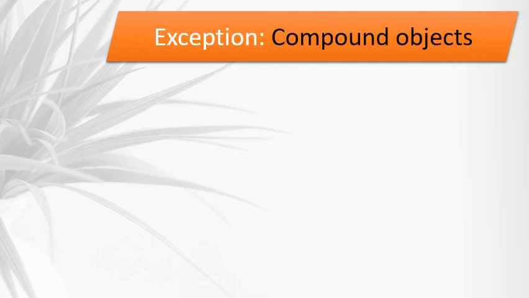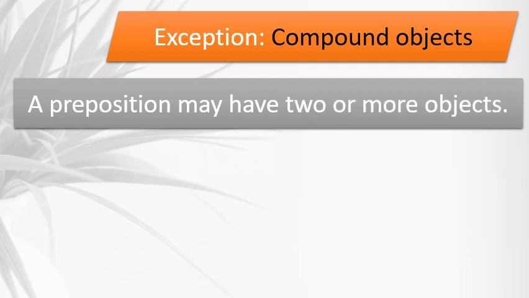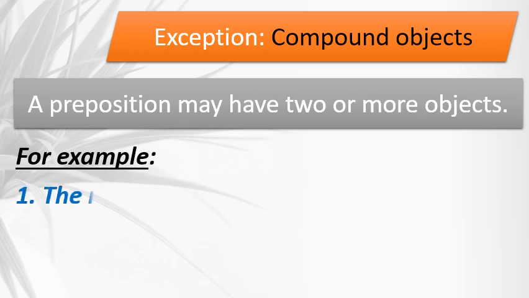But there is an exception with the preposition, compound objects. Let us see what is the meaning of compound objects. A preposition may have two or more objects, that is called compound objects. To clarify it, let's see some examples.